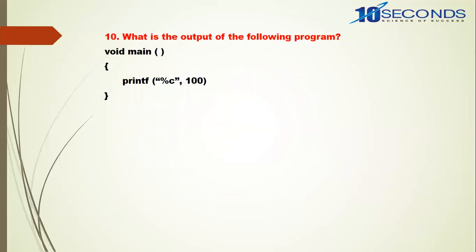What is the output of the following program? Observe carefully, the format specifier is here %c. %c is used for printing the character, but here it is 100. So what it does is, it prints the ASCII equivalent of 100. You cannot remember the ASCII equivalent of each and every number. So you need not give the exact output, but you can tell the ASCII equivalent of 100.